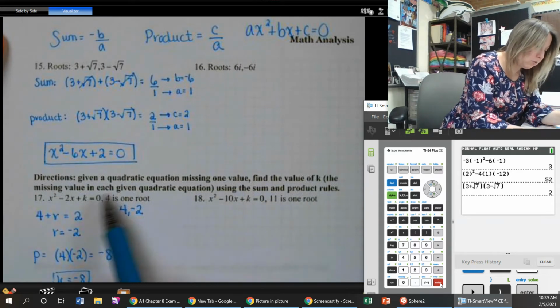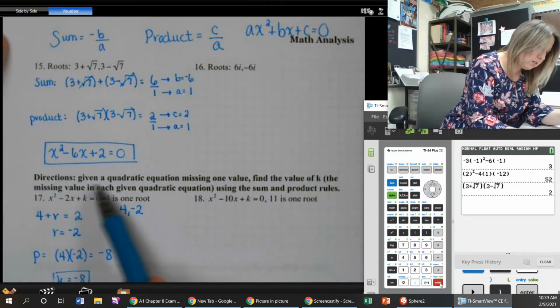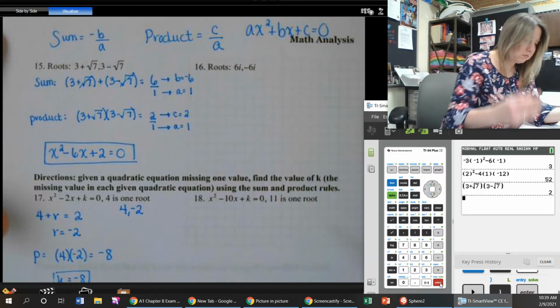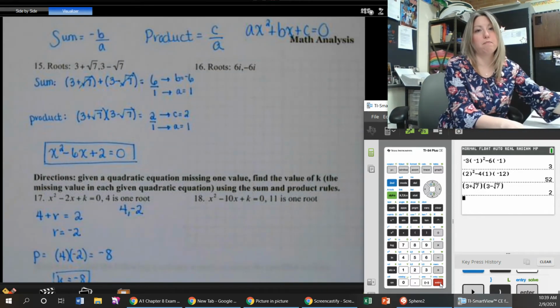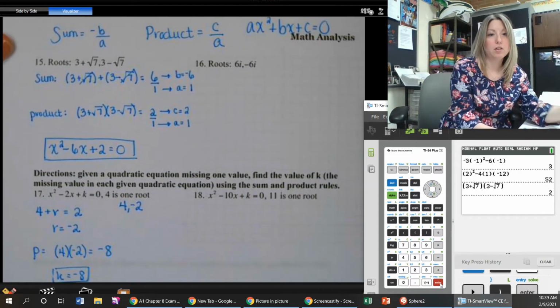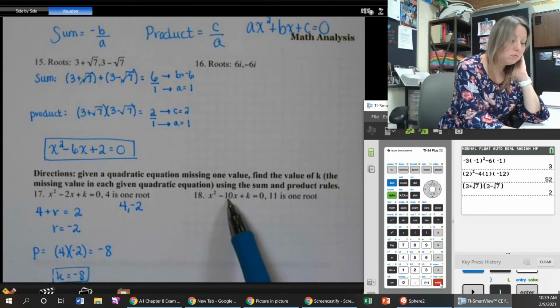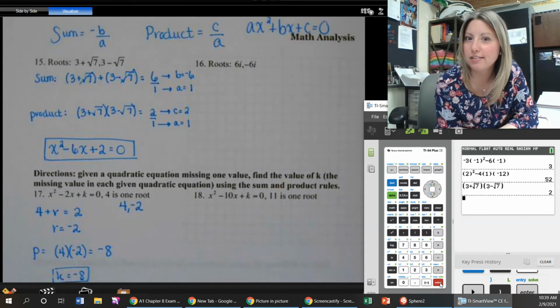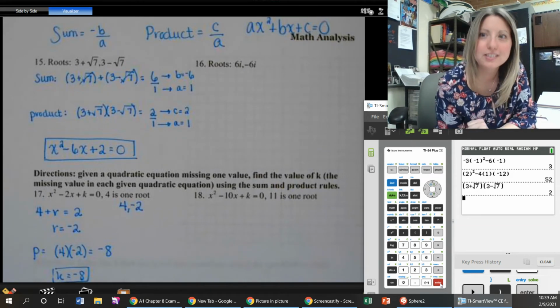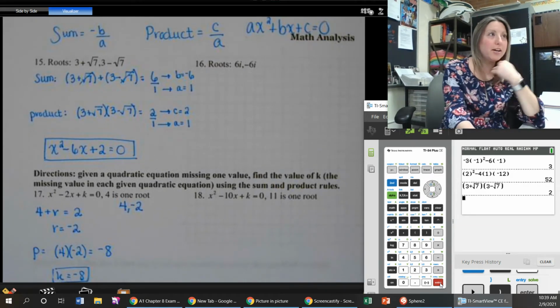Did it say I need to restate? No. Just said I needed to find the value of K. That's it. If it's the other way, if you're only finding C, I guess that's the one I'm going to use on the test, huh? That's the way you work it.